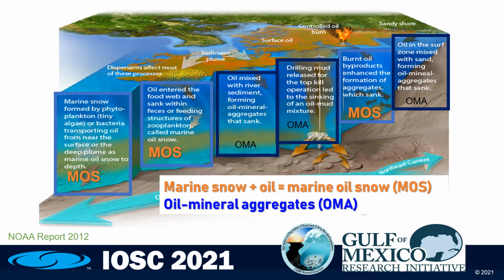The third kind of OMA occurs in places like the Gulf of Mexico, where you have a shallow coastal shelf and surf mixing introduces a lot of mineral and particulate matter into the water column.